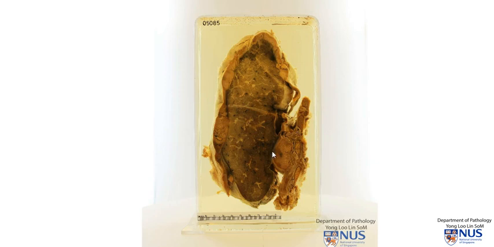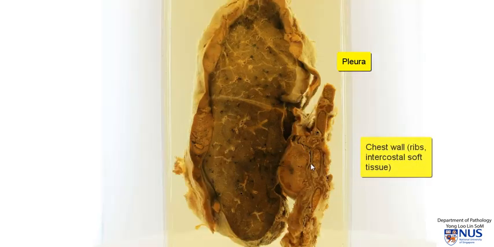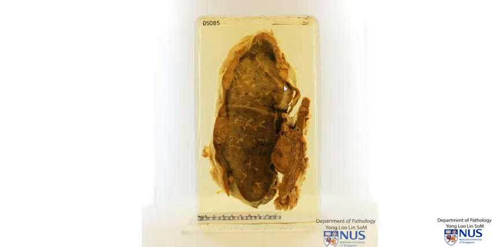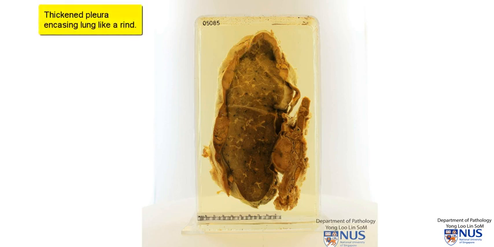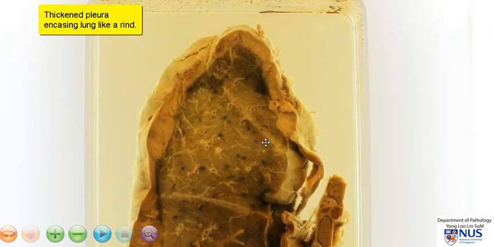Hello, this is a slice of the lung tissue with the associated pleura and some attached chest wall. We can just make out some ribs here which have been sectioned. The obvious abnormality is actually within the pleura, and we can see that the pleura is markedly thickened in many areas, almost resembling a rind around the lung, which is encasing the lung.